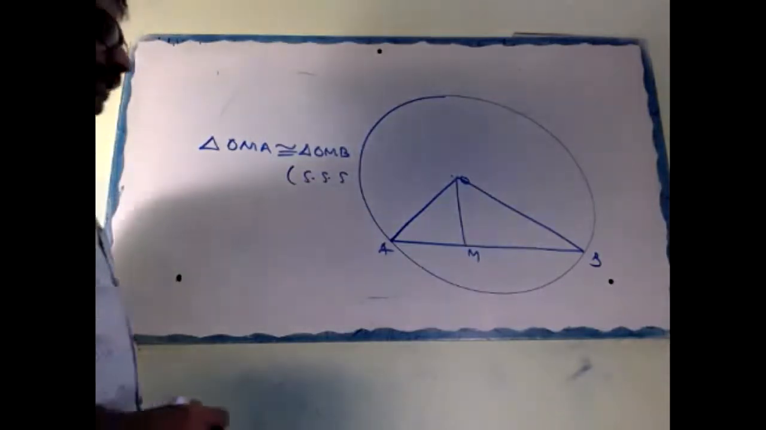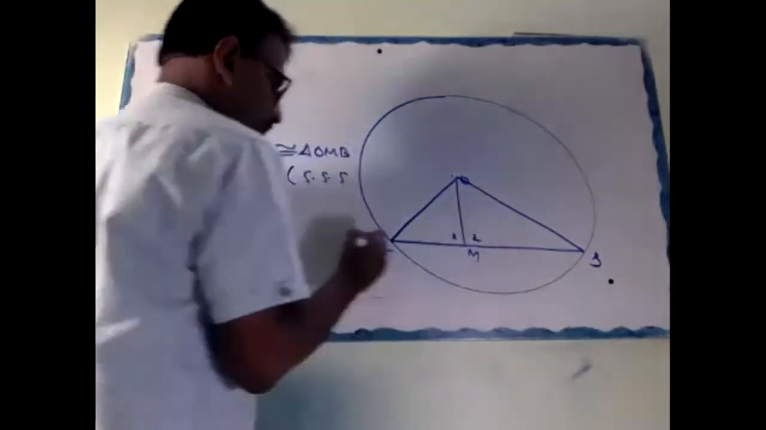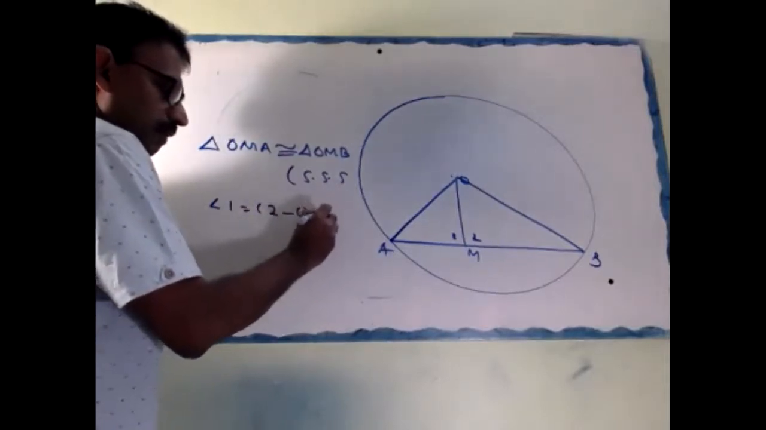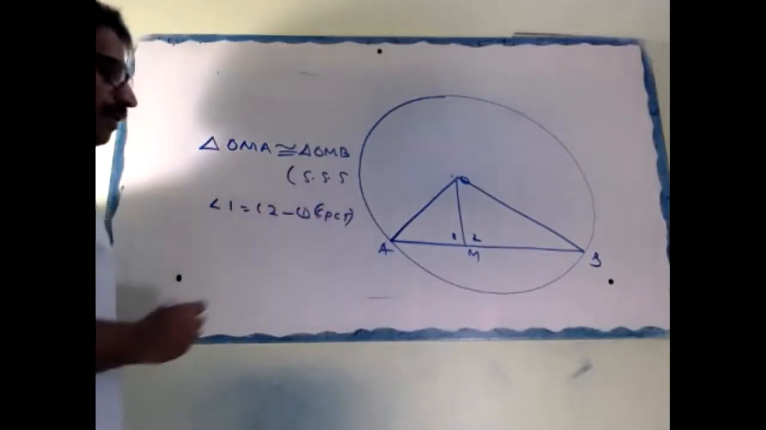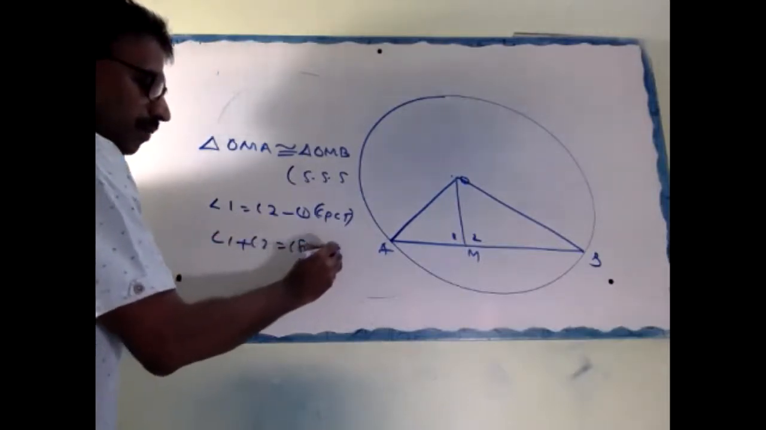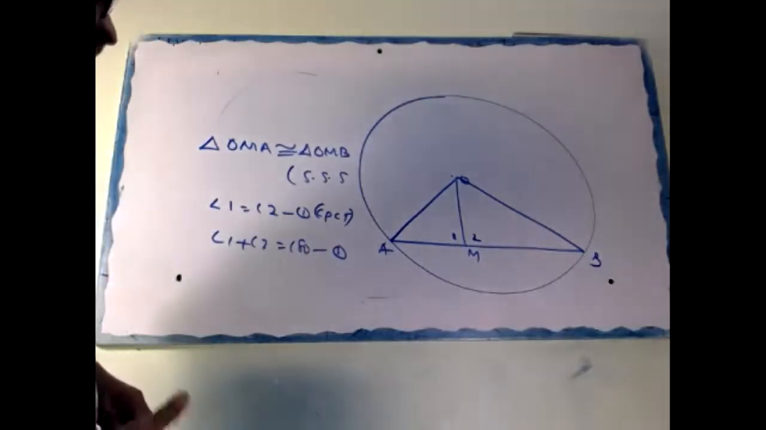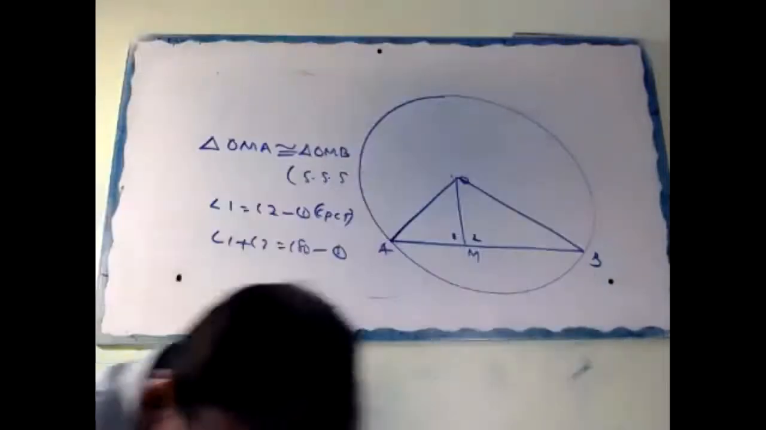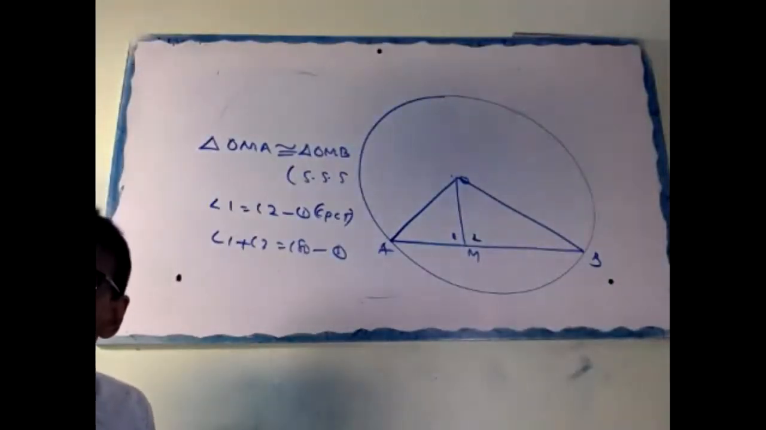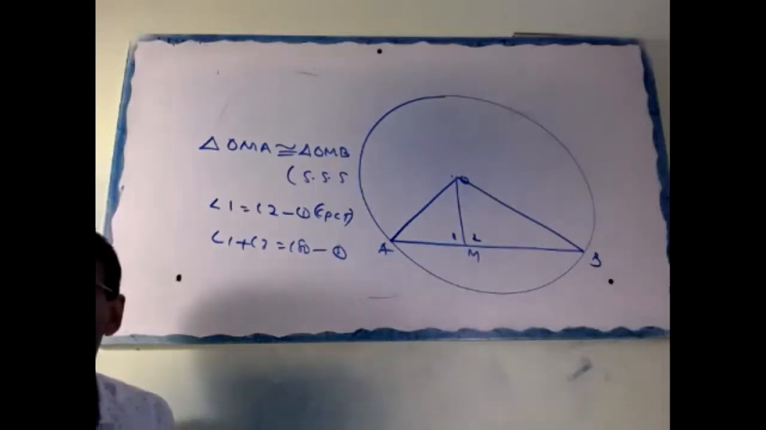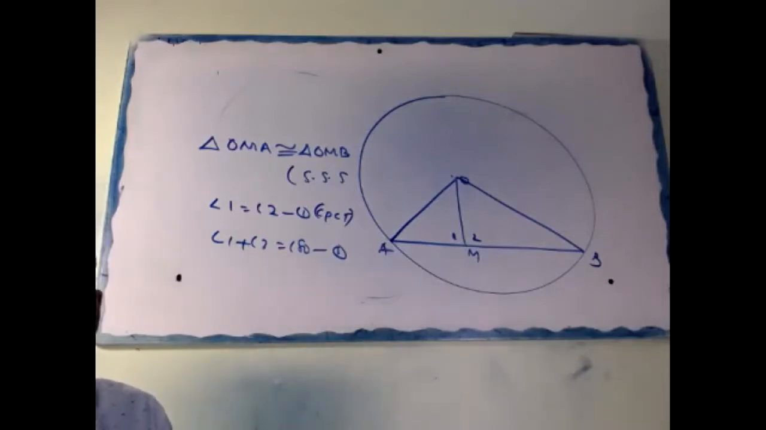Hence, angle 1 equals angle 2 by CPCT. Then angle 1 plus angle 2 equals 180 degrees, linear pair. So angle 1 equals angle 2 equals 90 degrees.